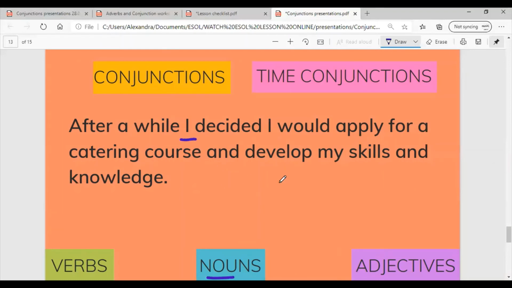And I is a noun. It's actually a pronoun, which we will look at in more detail in a later lesson session. But right now, we will just consider it as a normal noun. So we've got I, would apply for, oh no, not for, that's not a noun, for a catering course and develop. A catering course could be a whole noun if you see it all together, but course is definitely. And develop my skills, and my is a pronoun, but we'll count that as a noun for now, skills and knowledge. Okay, so here we found our nouns.